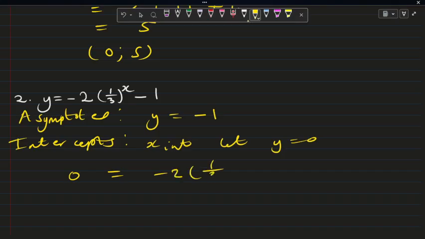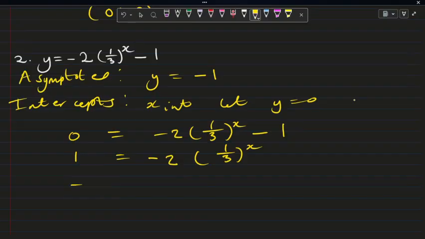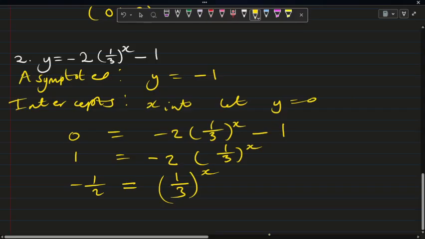So let's do that. We will have 0 is equal to negative 2, 1 over 3 to the power of x minus 1. Okay, and then we'll take the 1 to the other side. It will become positive 1, negative 2, 1 over 3 to the power of x. Okay, and then if we divide by negative 2 on both sides, we see that we end up with negative 1 over 2, which is equal to 1/3 to the power of x.